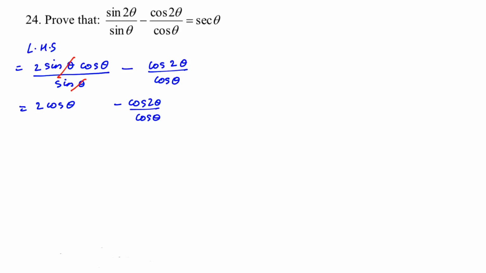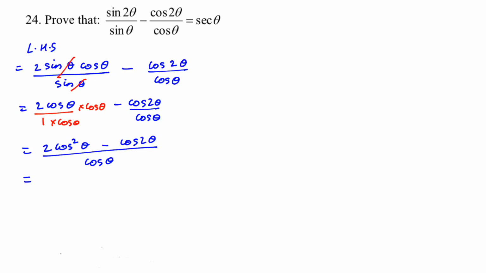Always need to have a common denominator. So 1 multiplied by cos theta, and we are going to multiply in the numerator also. This will give us 2 cos square theta minus cos 2 theta over cos theta.